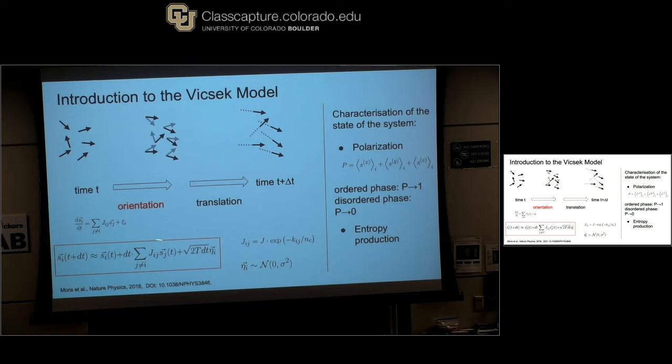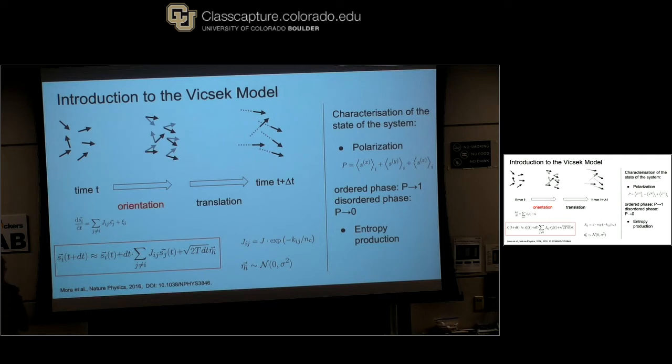The first one is deterministic, a weighted sum of all the neighboring orientations, where the weight, Jij, exponentially decreases with the distance to the bird. And a second term, which is probabilistic, with a noise eta, which is a Gaussian distribution in all the directions of space. Then once each bird has a new orientation, they fly to the new position at time step t plus delta t.